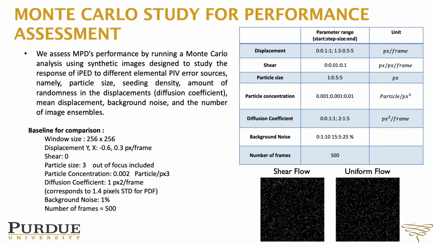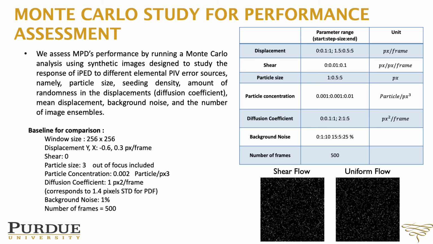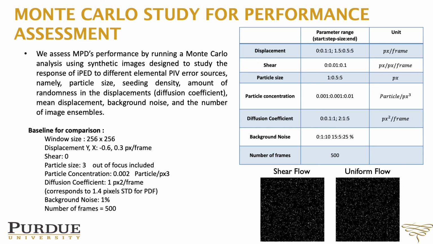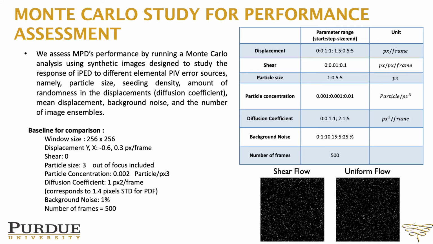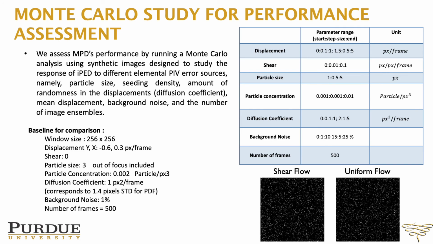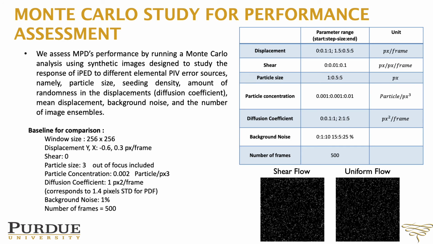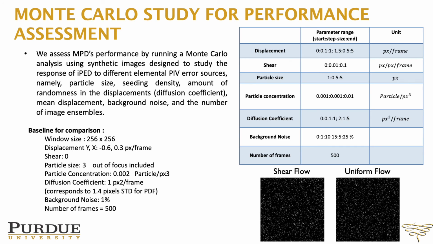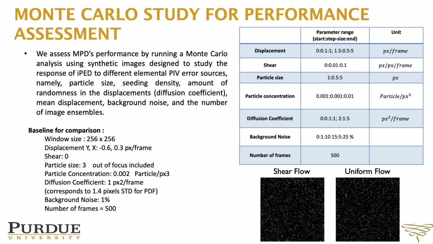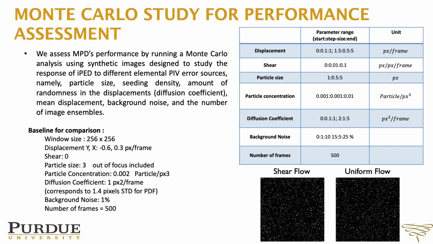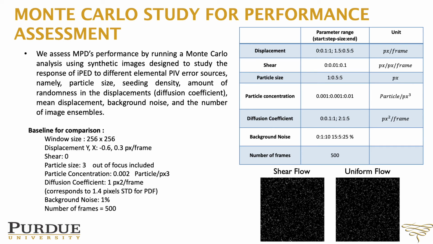Now we have two methods for reporting uncertainty in Ensemble PIV, MPD and MC. To do a performance assessment on these and compare them against the error, we designed a Monte Carlo analysis where we used synthetic data sets and varied parameters that are known to affect the error in PIV. In our study, we looked at the effect of particle displacement, particle size, concentration, the diffusion coefficient, which accounts for randomness in the images, the background noise, and the number of image ensembles.